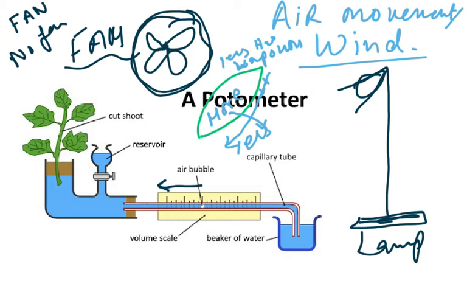So if we increase the wind or the air movement, then more water vapors would diffuse out of the leaf as compared to still air when there is no air movement. So this is what we have to understand about the second point, which was the air movement.